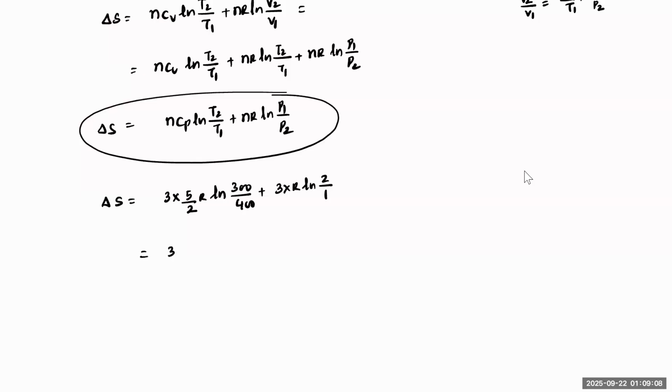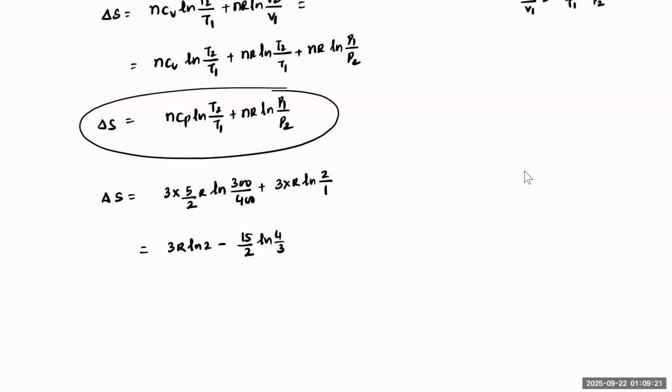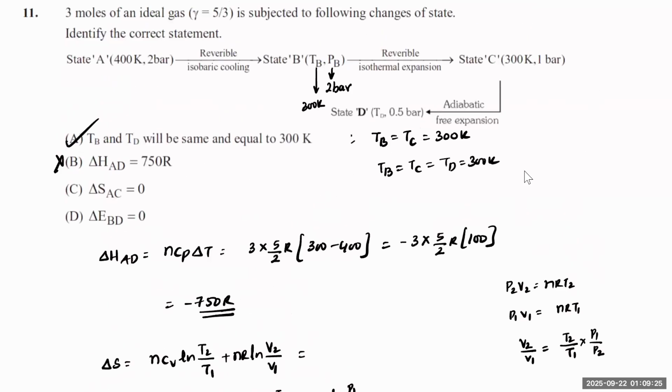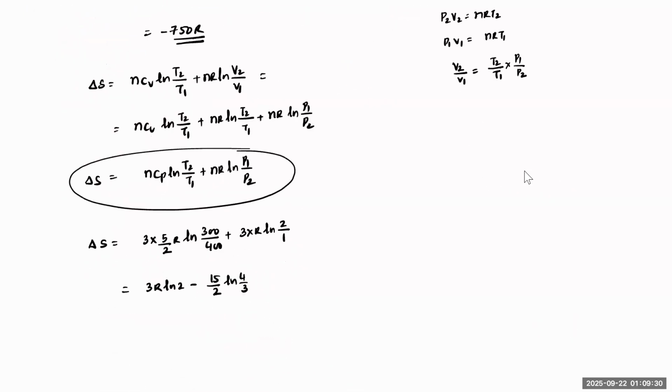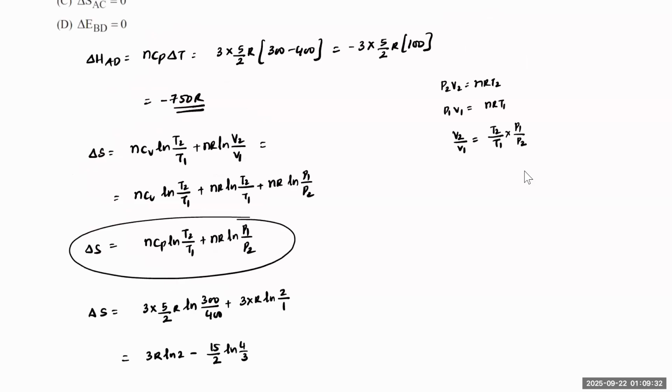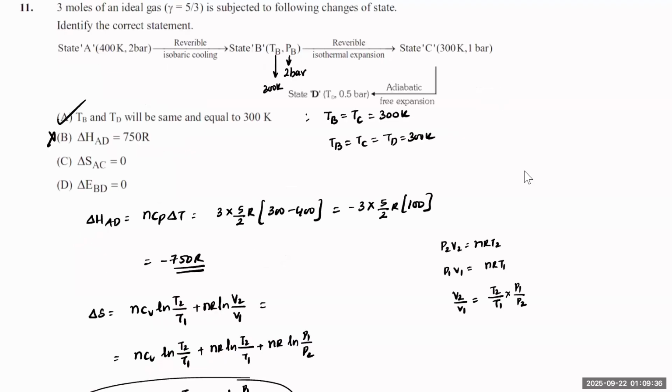So that is equal to 3R ln 2 minus 15 by 2 R ln 4 by 3. Correct? So I can write it as 4 by 3 here. Now after working it out, whether this will be 0 or not is what we need to check. Is it coming out to be 0? No, right? This is non-zero. You can see this is not equal. So therefore, this one is also wrong.